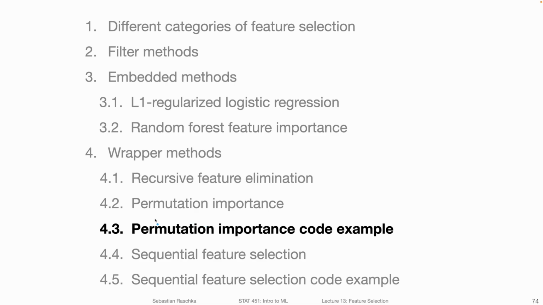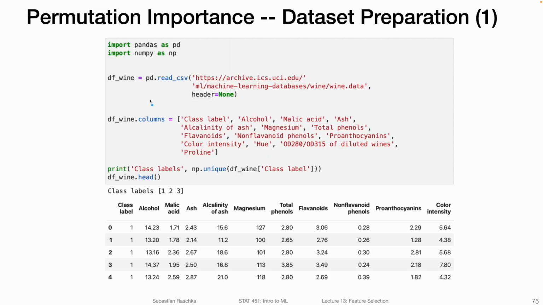All right, so now that we covered the basic introduction to permutation importance, let's take a look at some code examples to see how we can use permutation importance in practice. As always, I also have the code examples in Jupyter Notebooks linked below the video. And also, like always, we will be working with the Wine dataset again, just to keep things simple.